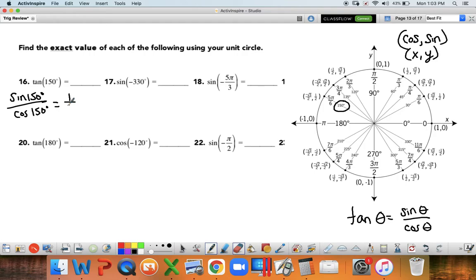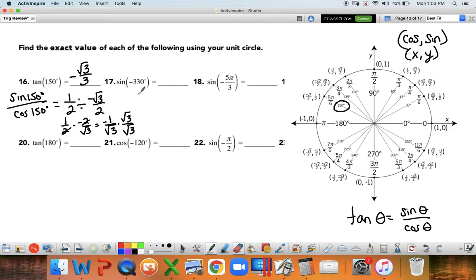So I do 1/2 divided by negative square root of 3 over 2. 1/2 times negative 2 over square root of 3. So I get negative 1 over the square root of 3. And just like all of the examples I seem to be picking today, we have to get rid of that radical in the denominator. So the tangent of 150 degrees, the official answer that we're going to want is negative the square root of 3 over whole number 3.